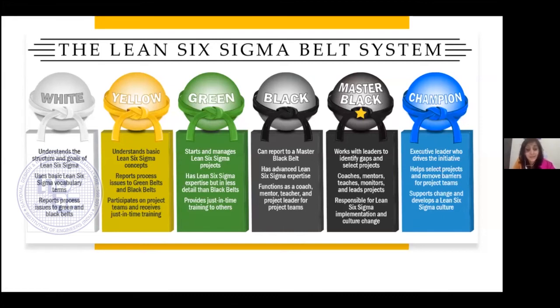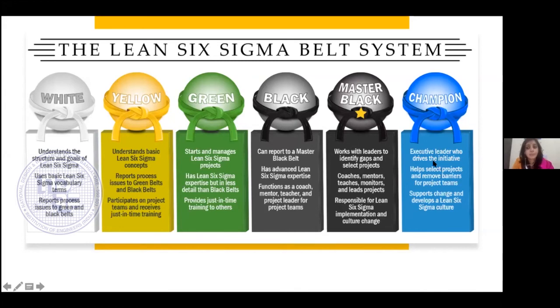The rest 75% is for their day-to-day activities, right? Black belts are dedicated individuals who actually coach the green belts, and all that they do is work on process improvement projects based on Six Sigma. And then master black belts are more mentors to these black belts. They coach, and then they monitor and they lead projects.